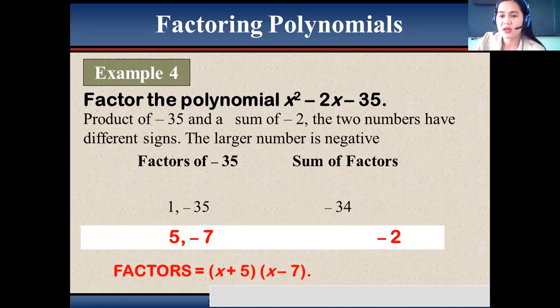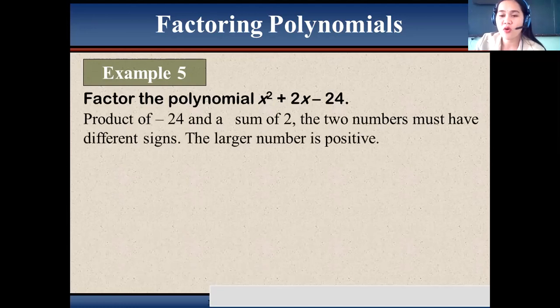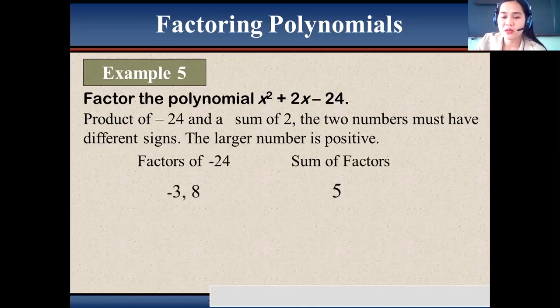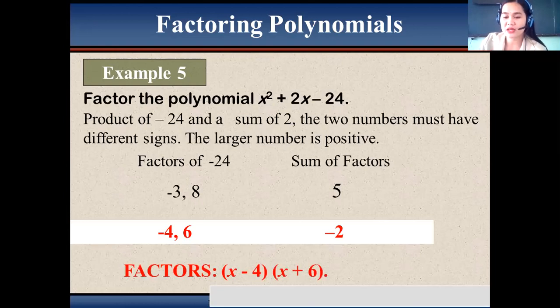Okay? Next, we have this one also. If the middle term is positive, but the last term is negative. So, saan tayo magbe-base ulit ng sign natin dito ng larger number? Sa middle term. So, ngayon, ano kaya dapat yung sign ni larger number? So, dapat positive. Okay. So, factors ng 24. We have negative 3 and positive 8. The sum is 5. And we have negative 4 and 6. The sum is negative 2. Therefore, the factors here are x minus 4 times x plus 6.